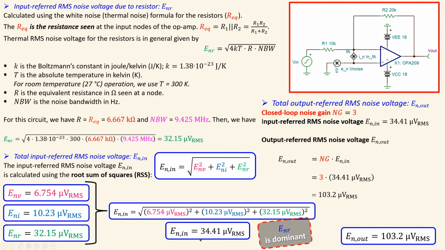So we will have an input referred RMS noise voltage, and this is the output referred RMS noise voltage. Of course, multiplied by 3, you will get from there to here. Okay, that's the result here for the 3 separate cases for the input, and also the total input referred RMS noise voltage and then the output referred RMS noise voltage. Of course, we need to verify this in the simulation, so let's look at the simulations also.